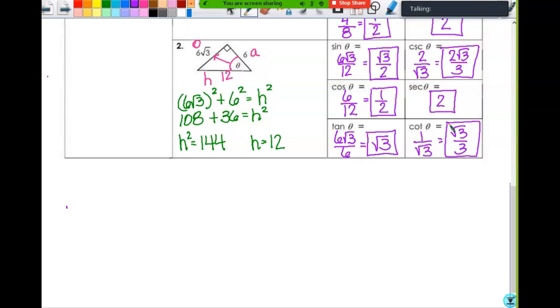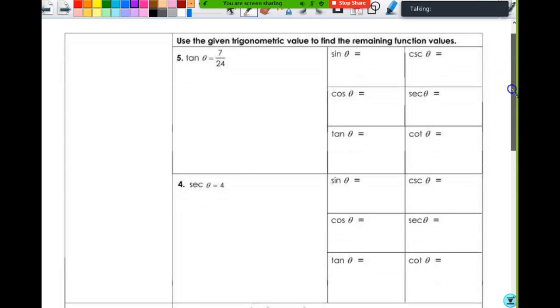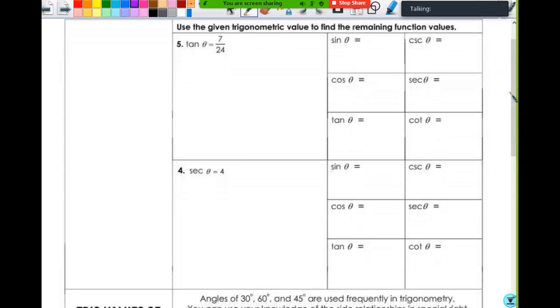Alrighty. Let's look at the next one. So on the next one, same kind of thing, but instead of them giving us a triangle, it says use the given trigonometric value to find the remaining function values. So they gave me the tangent of theta. So I'm going to use that to label a triangle.